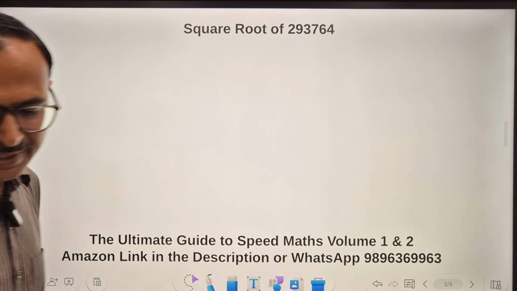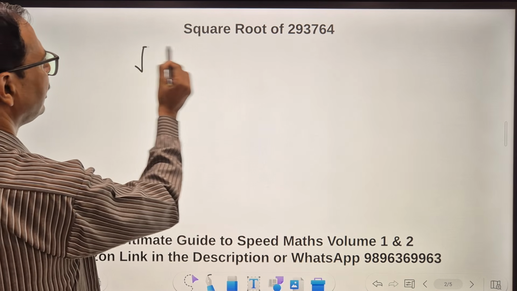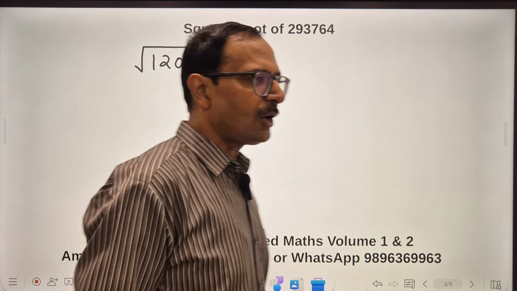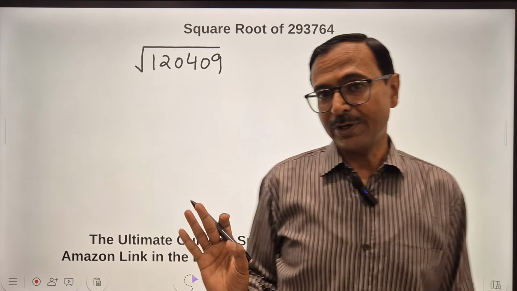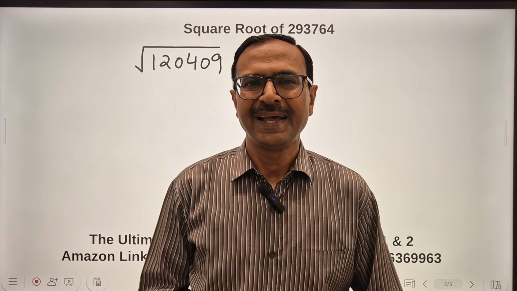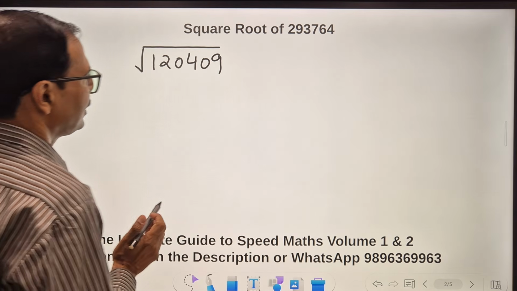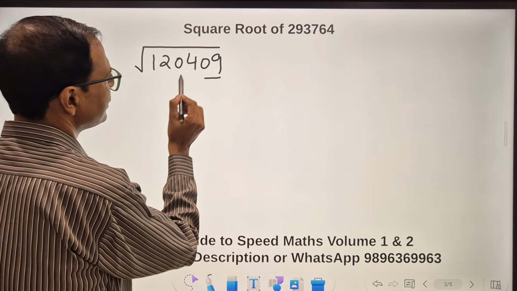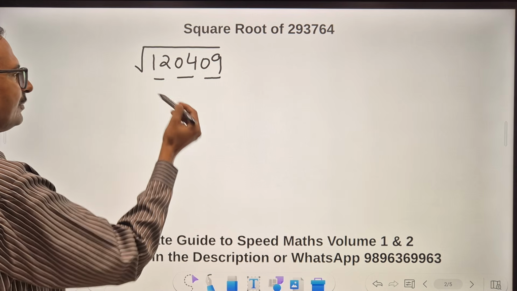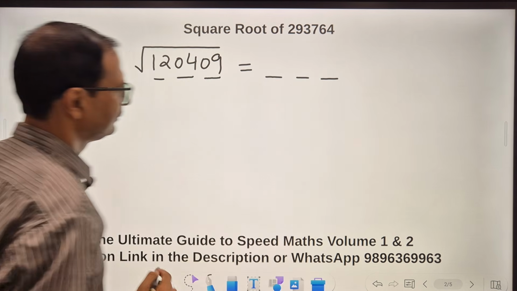Let's first take an example where I have to do the square root of 120409. Now I have taken a perfect square number, so that the answer is not in decimals. The answer is a whole number. See what I do. One method is I can make pairs of these numbers starting from the right hand side and see how many pairs are formed. 3 pairs. So my answer is going to be a 3-digit number.